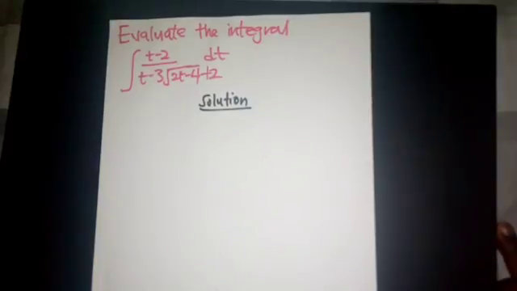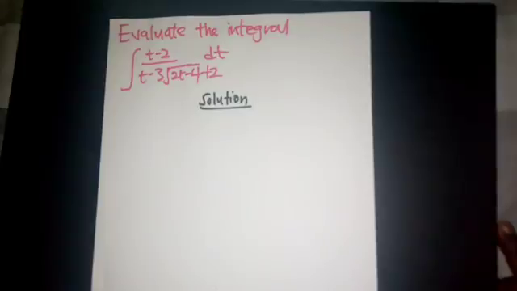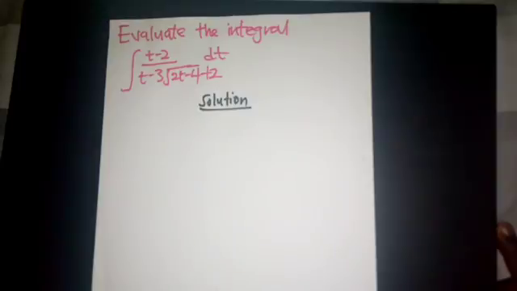So we have to find the integral of (t − 2) divided by (t − 3)√(2t − 4) + 2 dt. So we have to find the integral of this. Now if you look at the integral, you can see that it is very complicated to solve such an integral. So what we are going to do is use the substitution method.